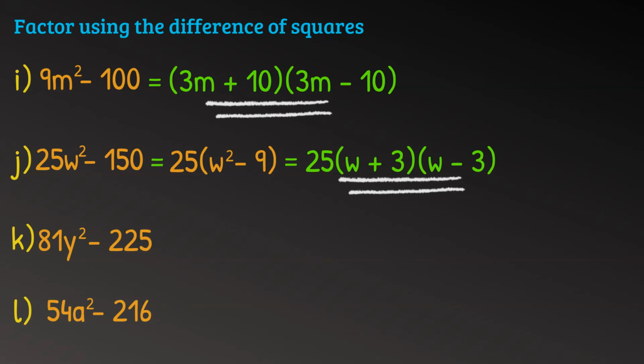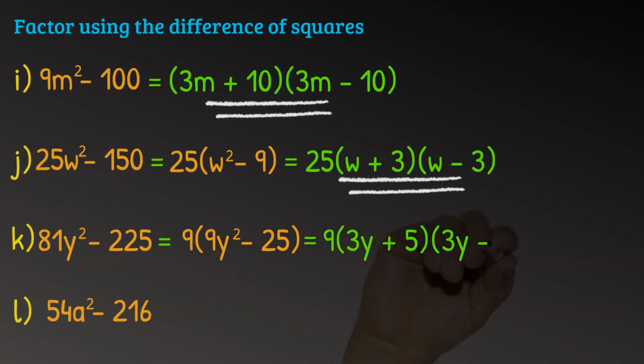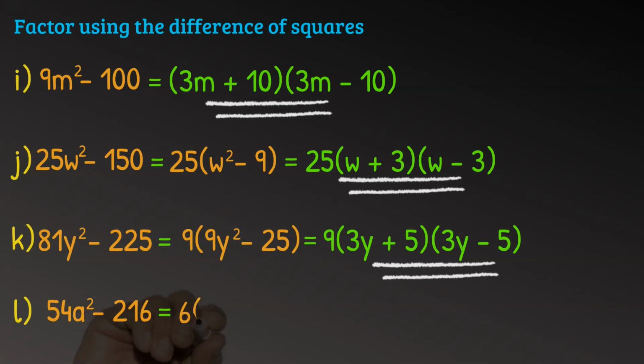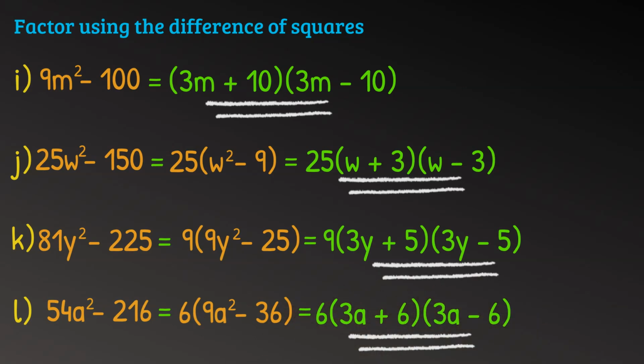In K, you find that if you take a factor of 9 outside the brackets, you're left with 9y squared minus 25, and that can be factored using the difference of squares. So your final answer is 9 times by 3y plus 5 times by 3y minus 5. And for the last expression, we can take a factor of 6 outside the brackets, giving us 9a squared minus 36. This can be factored using the difference of squares, giving us the final answer of 6 times by 3a plus 6 times by 3a minus 6.